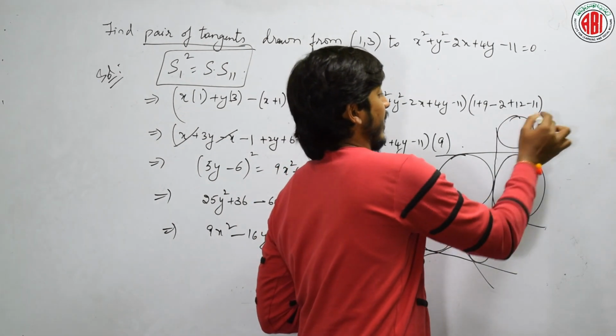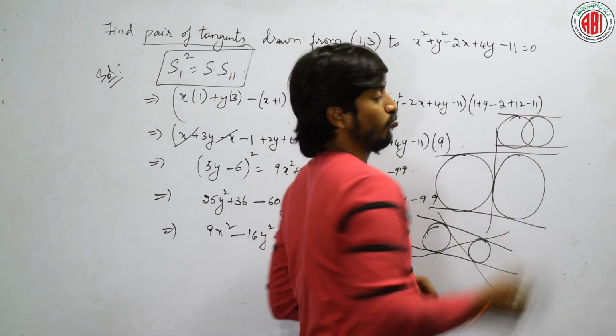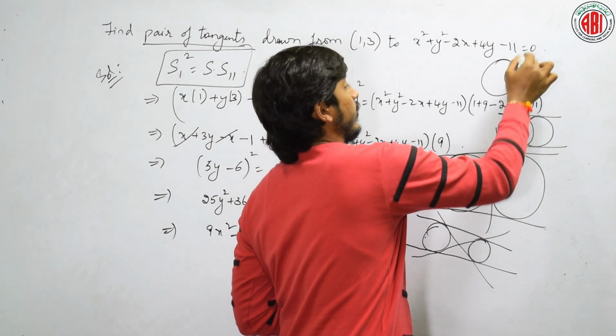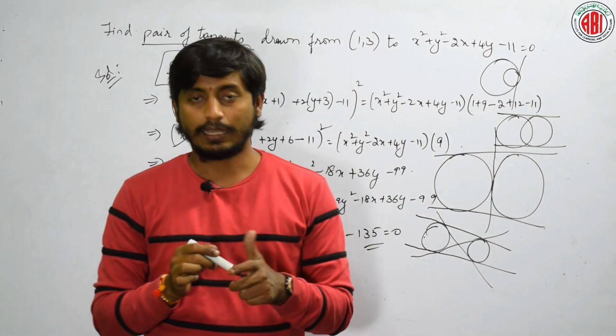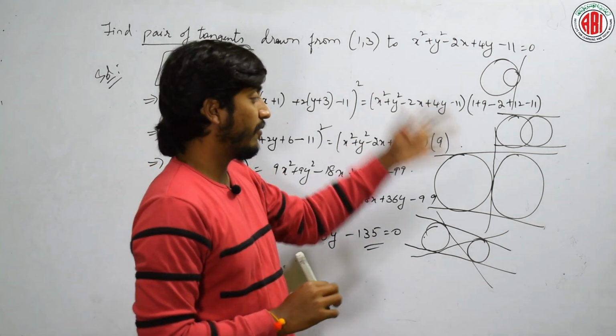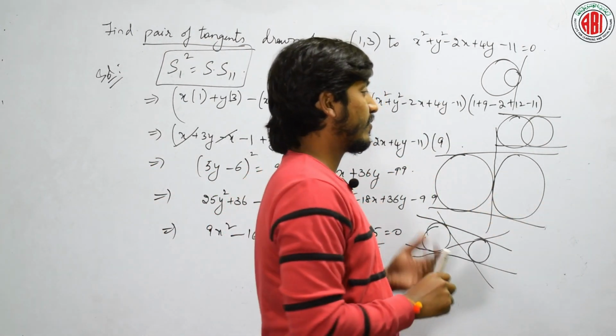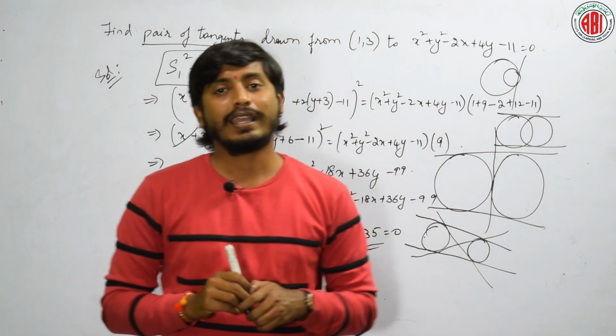What if they are touching like this? We can have only 2. What if they are touching inside? Only 1. Clear? How do we define that? How can we find the equations of those common tangents? Clear? These are things which we are going to discuss deeply in our next session.